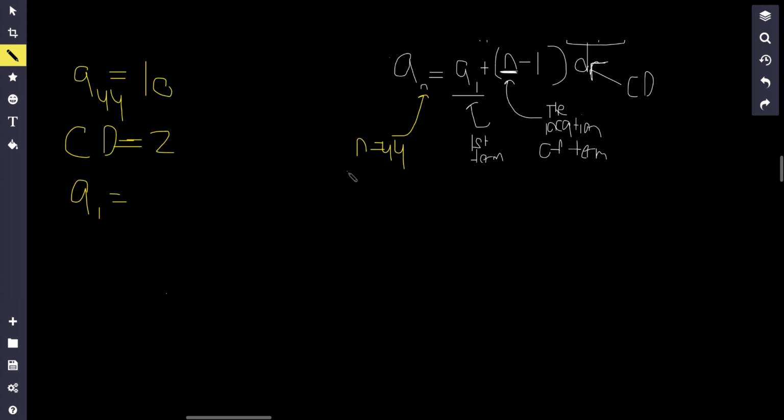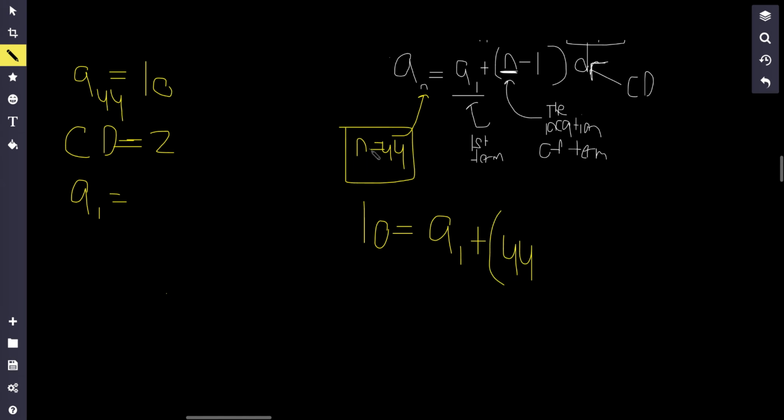So a sub 44, which is equal to 10, is going to be equal to the first term, which we don't know, and we're trying to find out, plus 44 minus 1, because we said we're trying to find the 44th term, times our common difference, which is equal to 2.